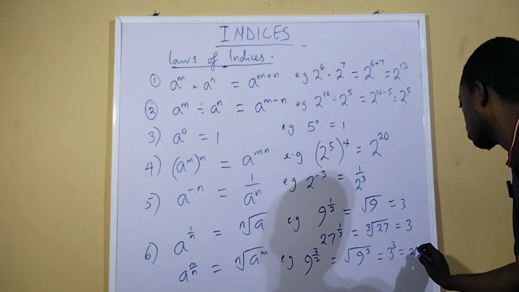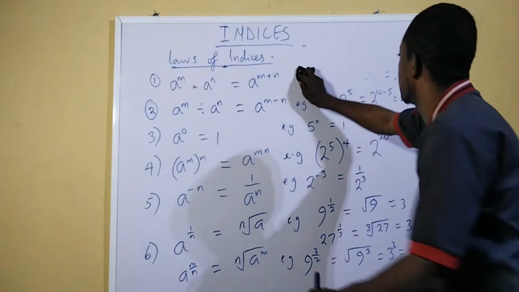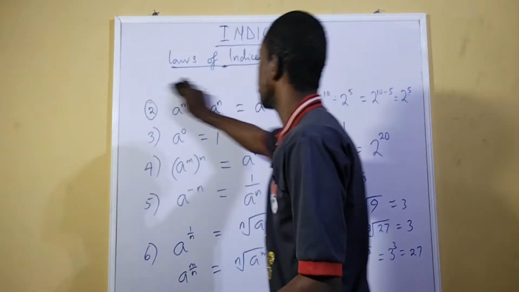And that's 27. So that is for that. Okay? So when we master the laws of the indices, we'll be able to handle questions on them. Now let's look at some simple questions here on indices.